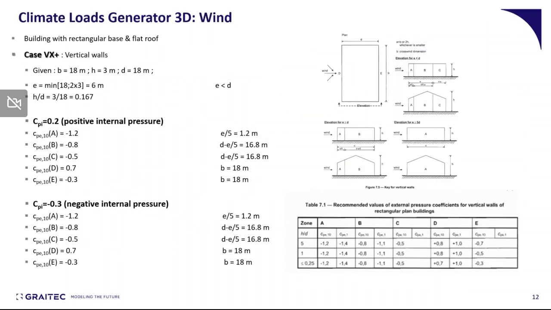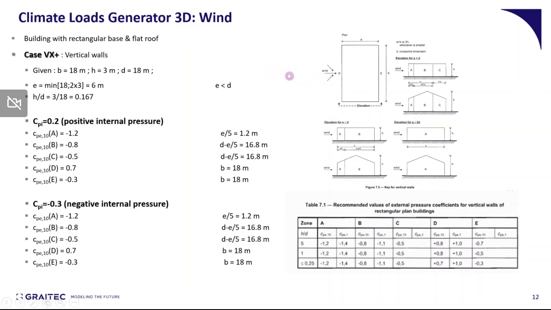The first element that is going to be checked is the vertical walls, and the case that is going to be investigated is the wind load that blows along the X direction. According to the Eurocode, as you can see on this figure, the following areas, the following zones, to use this term, are identified.